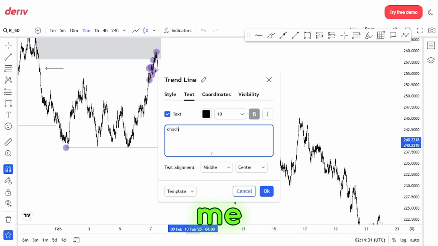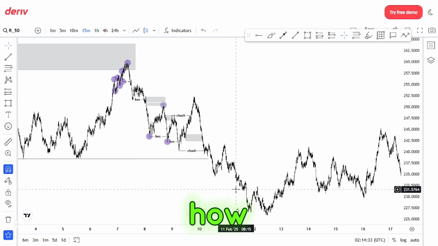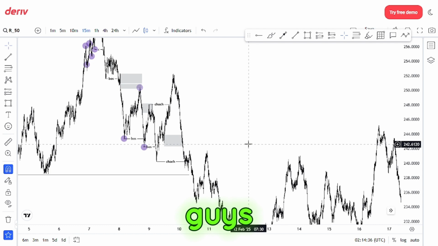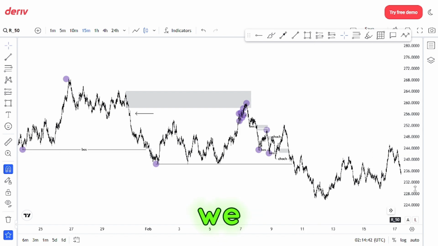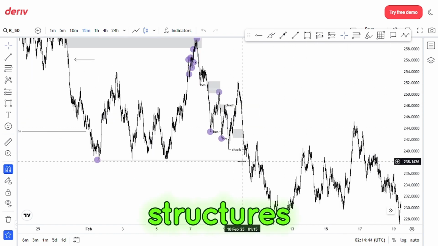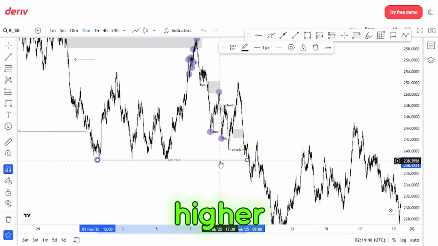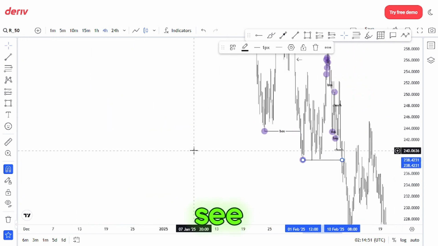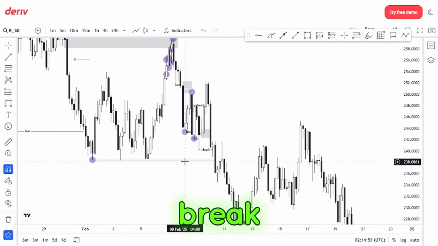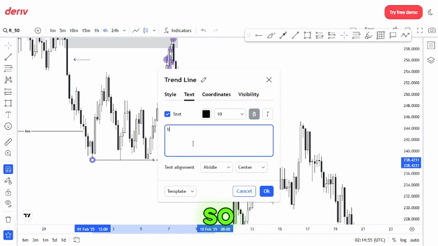Sorry about that, guys. This is another change of character. And someone was asking me how do I map out the structures, guys? And you have seen what I told you now. We don't change character until we break higher time frame structures. So this is a BOS on the higher time frame. Even if you go back to the 4 hour time frame, you will see that this is a higher time frame break of structure, guys. So, a BOS on the higher time frame.